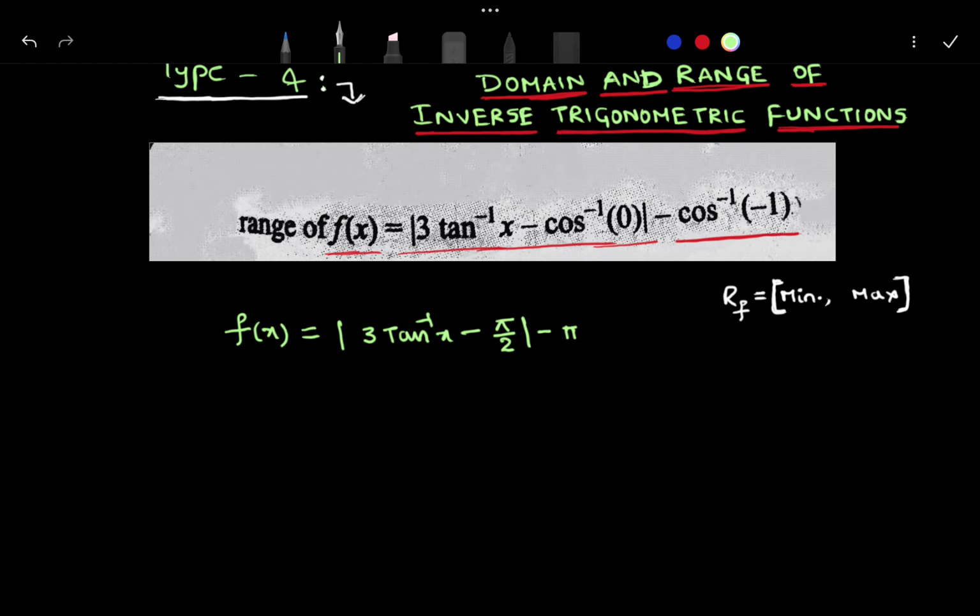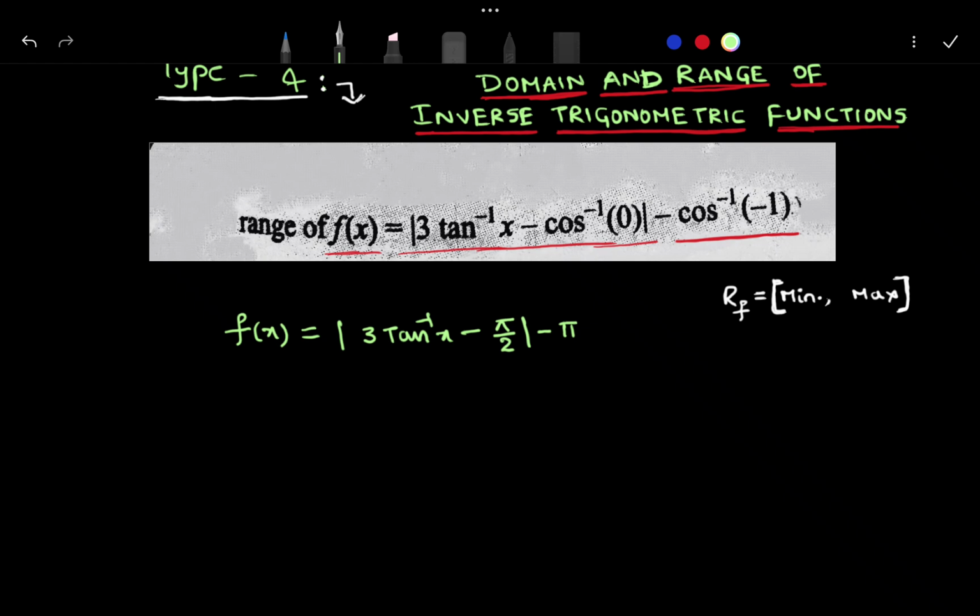So here you have to take, what is the range of cos inverse of x? That is 0 to pi. In that interval, for what angle is it minus 1? Plus pi. So here you should write that cos inverse of minus 1 will be taken as pi. So this is the simplified form of f of x.